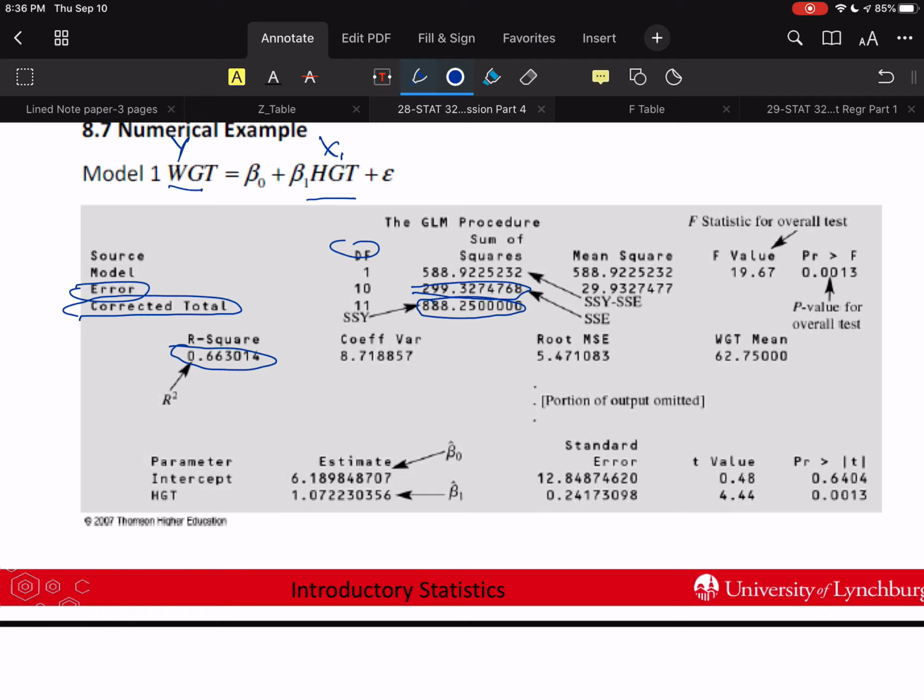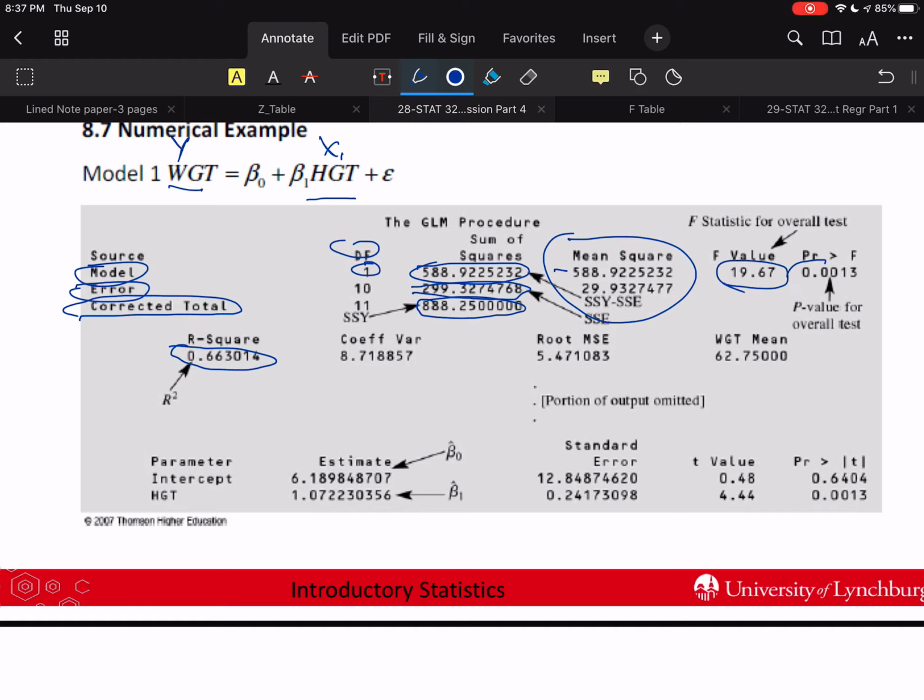And we have our degrees of freedom. And then SSY minus SSE is right here. That's our SSR, SS regression, or sum of squares for the model. Okay. And then we have the mean square here, which is 588 divided by its degree of freedom 1. And then if you take 299 point all of that divided by 10, you see that that's what you get, 29.9, etc. And again, you take 588.9, etc. Divide by the 29.9, etc. And you get the F value.